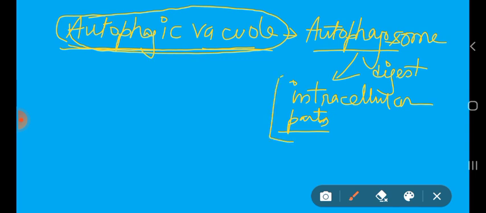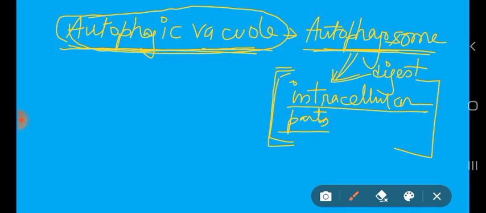It leads to death of the cell. So under certain conditions, it has been shown that autophagic vacuole may cause digestion without irreparable damage. That means they will not repair, they will not reverse the damage. Okay, the damage caused by autophagosome is irreversible because they are digesting their own intracellular parts, right? So it is irreversible, that is done by autophagosome.